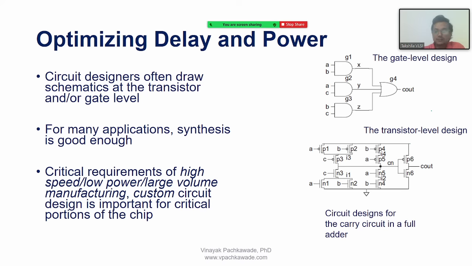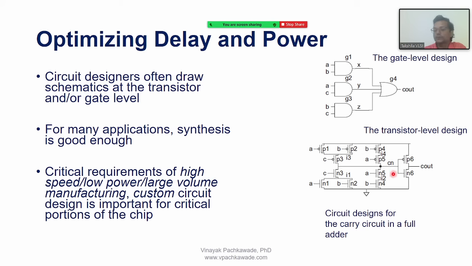So we are coming back to the slide where we talk about optimizing the delay and the power. So as I said earlier, circuit design team, they always draw the schematics in two ways. First is the gate level, by which they can just see the inputs and the outputs of their systems, and they analyze the diagram. Second is transistor level design. So these two circuit design schematics are basically representing a simple carry circuit in a full adder.